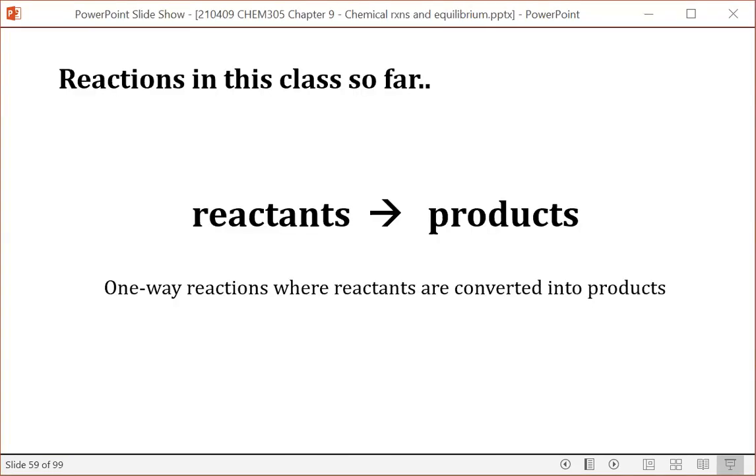So far in this class, we've talked about one-way reactions, where reactants are converted into products. And we always show this with this one-sided arrow to clearly show that all of the reactants are made into products.